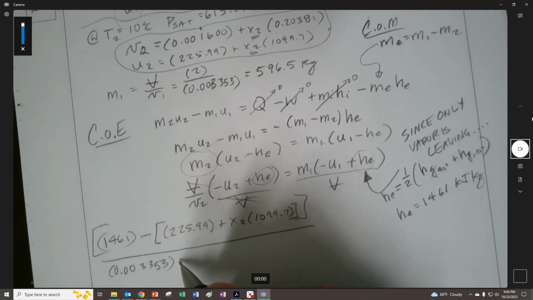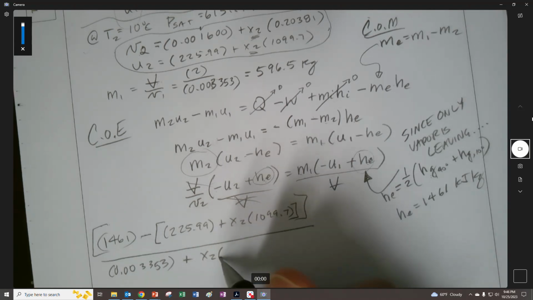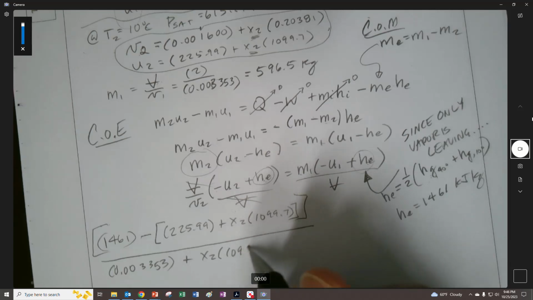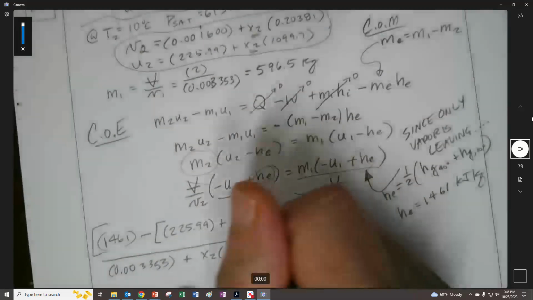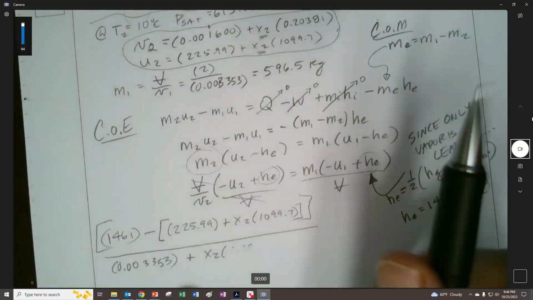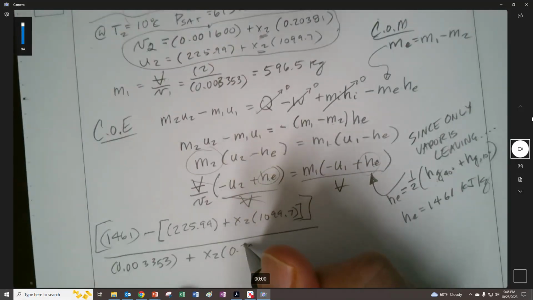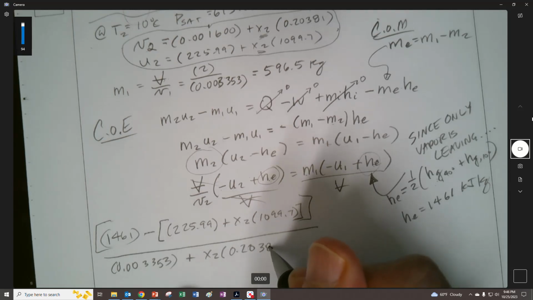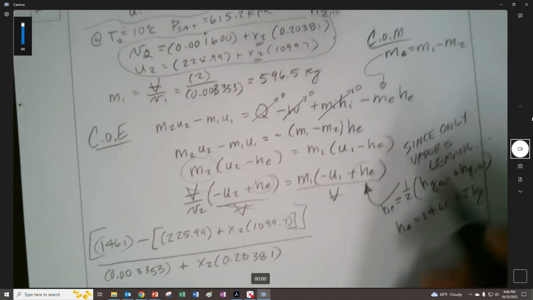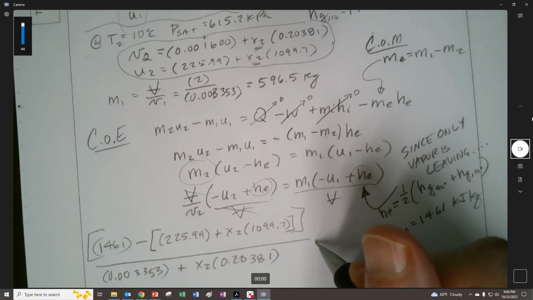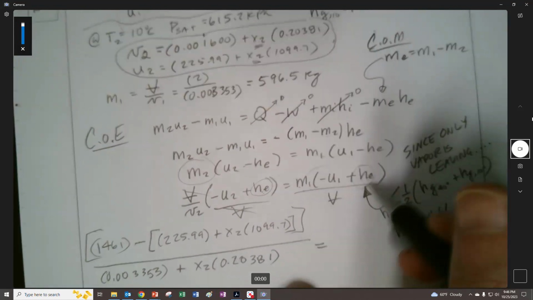0.003353. Plus x2 times 109. No, sorry, I was looking at the next line up. Next line down: 0.2038. Is that a 1? Sure, put the 1 in there. And we set that equal to this thing, which is a value, right?